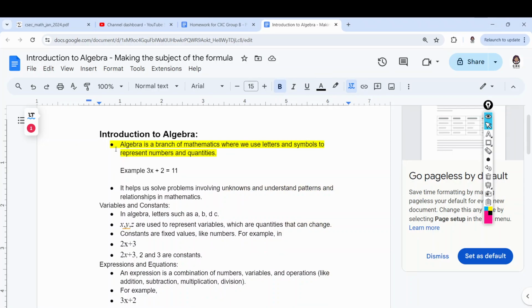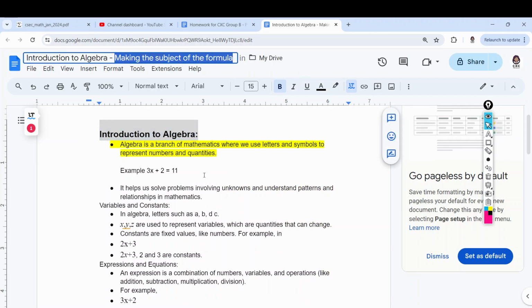Hey guys, what's up? So today we're going to be looking at Introduction to Algebra. We're actually going to look into making the subject of the formula today.